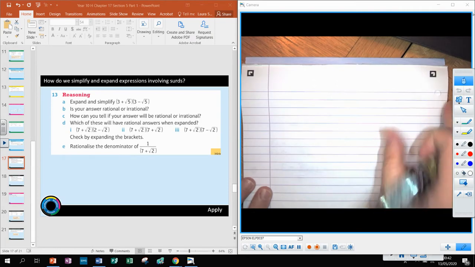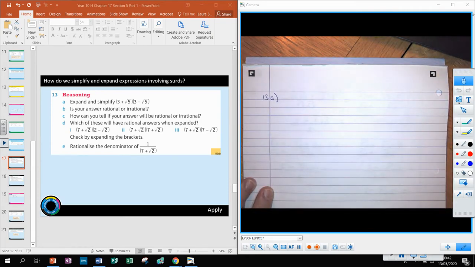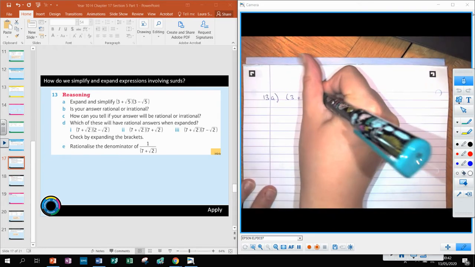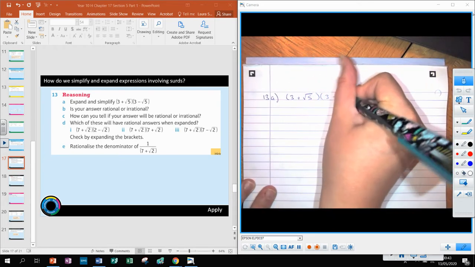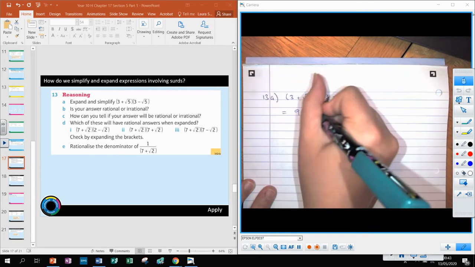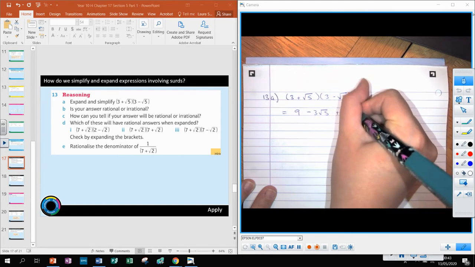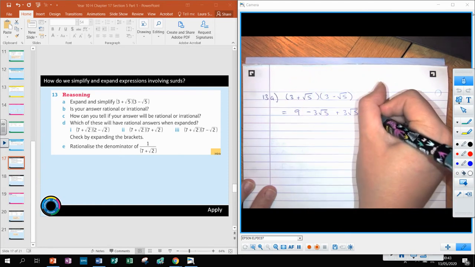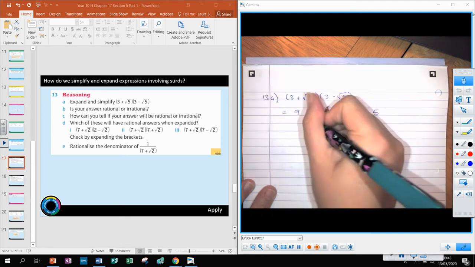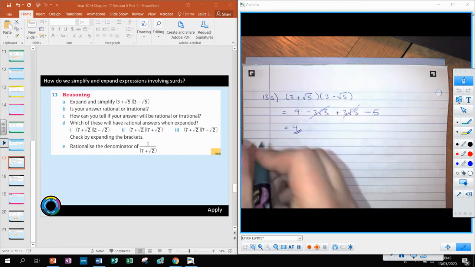Right, well done, guys. Let's see how we did. Let's start with 13a. It says expand and simplify. Okay, we can do that: 3 plus root 5 and 3 minus root 5. So 3 times 3 is 9. 3 times minus root 5, root 5 times 3, and then root 5 times minus root 5 is going to be minus 5. Those cancel out, and 9 take away 5 is 4. So we're left with 4.